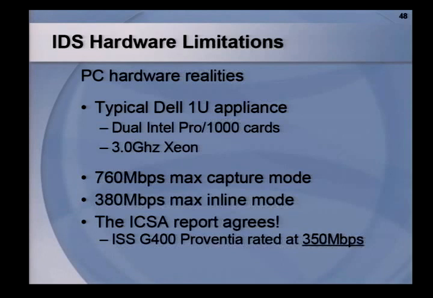If you're in inline mode, you only get half of that because the packet has to come in one side and go back out the other side. So you only get 380 megabits per second max.